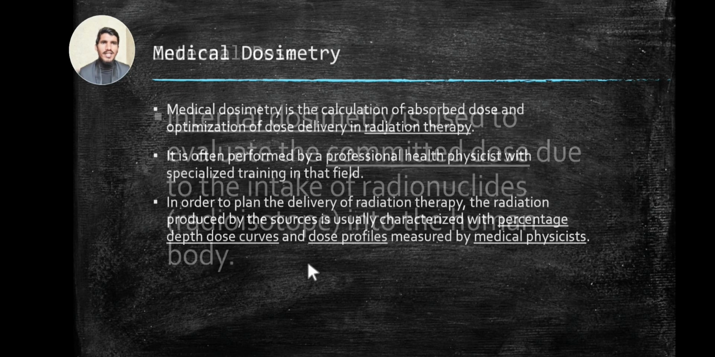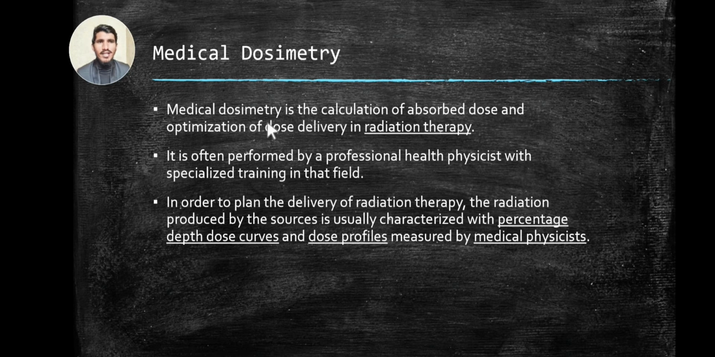The next thing we have here is medical dosimetry. Medical dosimetry is the calculation of absorbed dose and optimization of dose delivery in radiation therapy. What we do in medical dosimetry is calculate the absorbed dose and optimize the dose delivery in radiation therapy. It is often performed by a professional health physicist with specialized training in that field. So medical dosimetry is performed by a person who has specialized training in medical dosimetry.